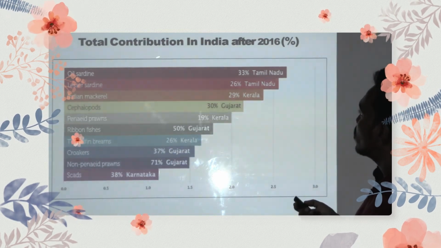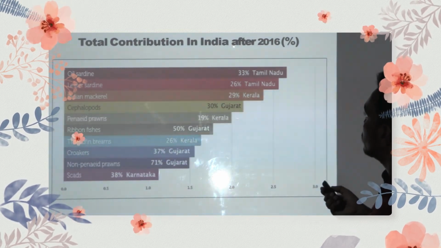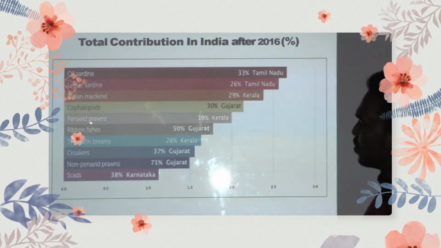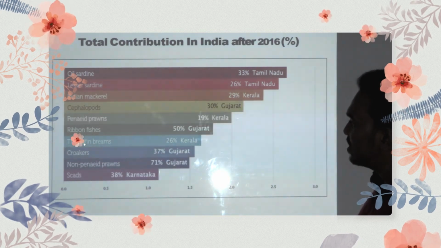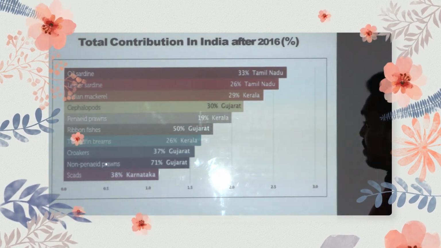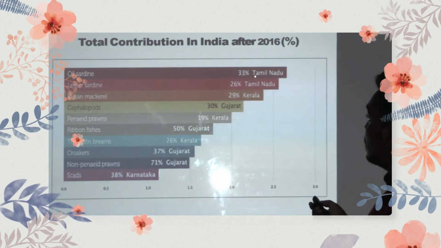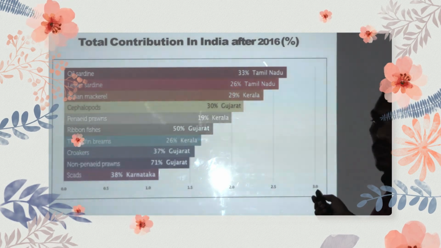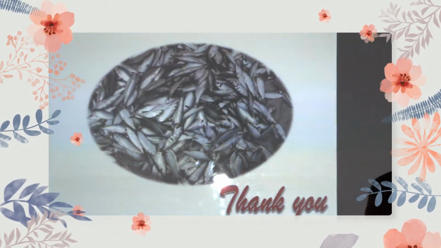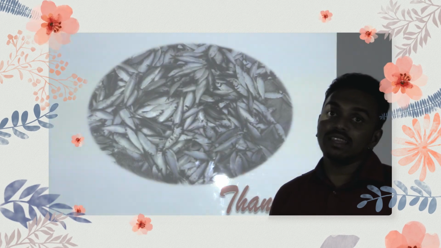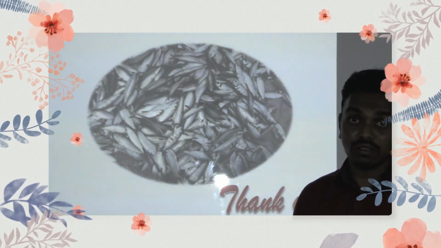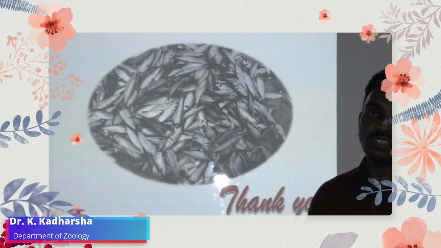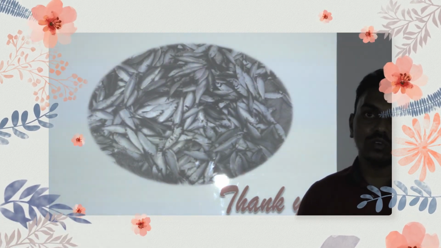This picture explains the total contribution of various groups of fishes from the Indian waters: oil sardines, lesser sardines, Indian mackerels, cephalopods, penaeid prawns, ribbon fishes, threadfin breams, croakers, non-penaeid prawns and scats. Especially the oil sardine has contributed the maximum from the Tamil Nadu waters. Being a good source of protein and with lower consumer value, this species can be utilized and exploited in a sustainable manner for a better future. Thank you, one and all.